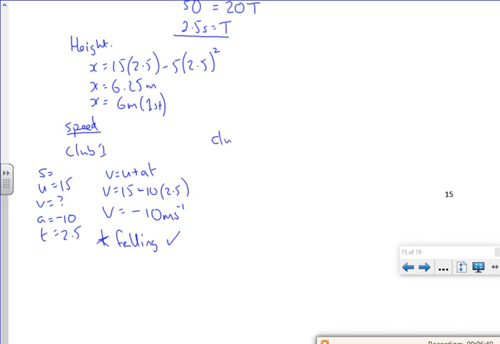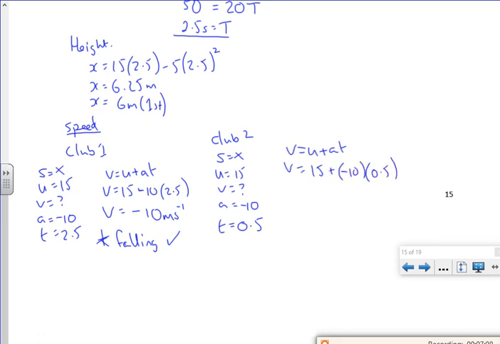Let's have a look at club 2. We're not fussed about S. U was 15. V I want. A is minus 10. Now remember, it went up 2 seconds after, so T is only 0.5. So V is U plus AT. V is 15 minus 10 lots of a half. So that's going to be 10 metres per second, and that's going up. So that's okay.